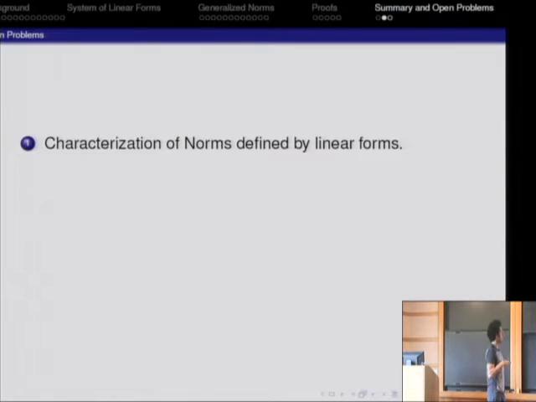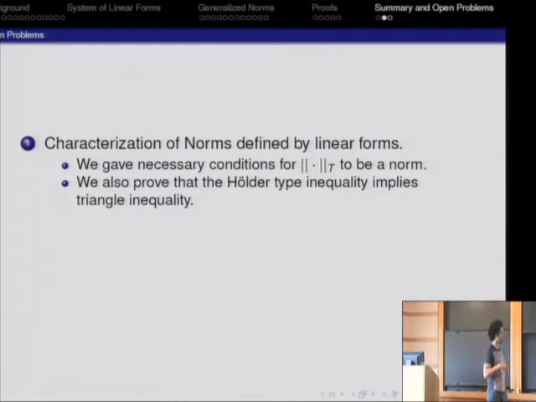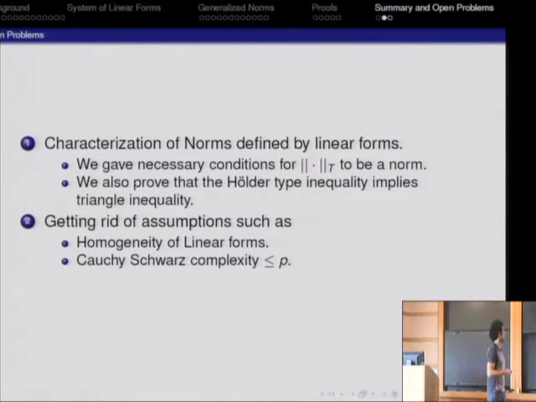So a major open problem is the characterization of norms. We just gave necessary conditions for these norms to have the norm property. And we, in fact, proved that if the Holder type inequality holds, then that already implies the triangle inequality. So that could turn out to be a useful tool. And another open problem would be to get rid of the assumptions that we have, such as that the linear forms have to be affine, or that the Cauchy-Schwarz complexity is bounded. Thank you. Any questions?